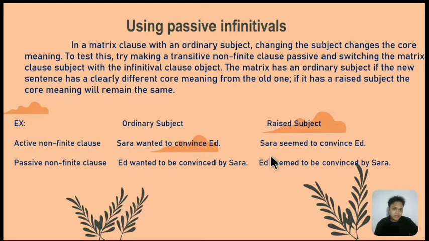But in raised subject, Sarah seemed to confess Ed. This is the active voice, and Ed seemed to be confessed by Sarah. This is the passive voice. The main meaning of these two sentences is the same, or when you change the active voice into passive voice, the main meaning isn't changed, right? Sarah seemed to confess Ed. By reading this sentence, we know, or we assume, that Sarah is the one who confessed Ed.